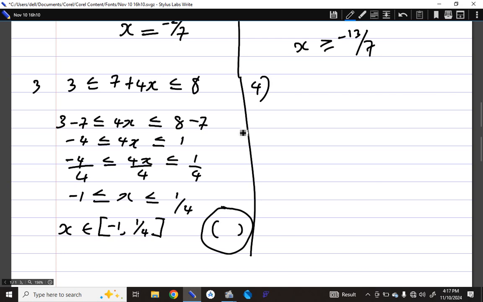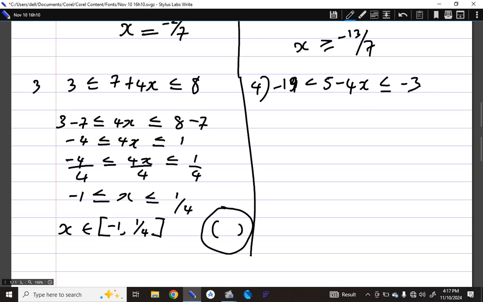So question number 4 says that minus 19 is less than 5 minus 4x, which is less than or equal to minus 3.